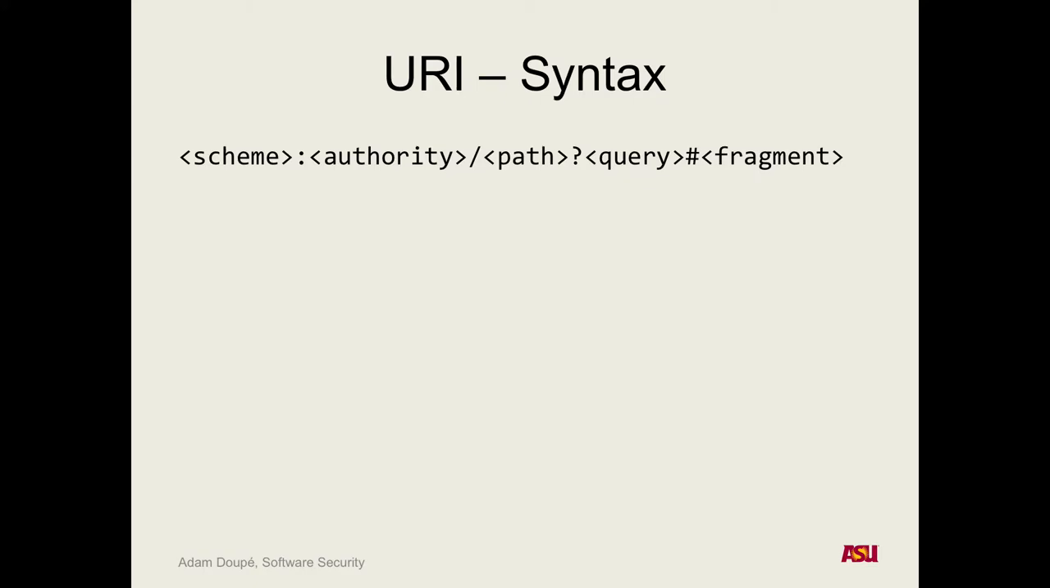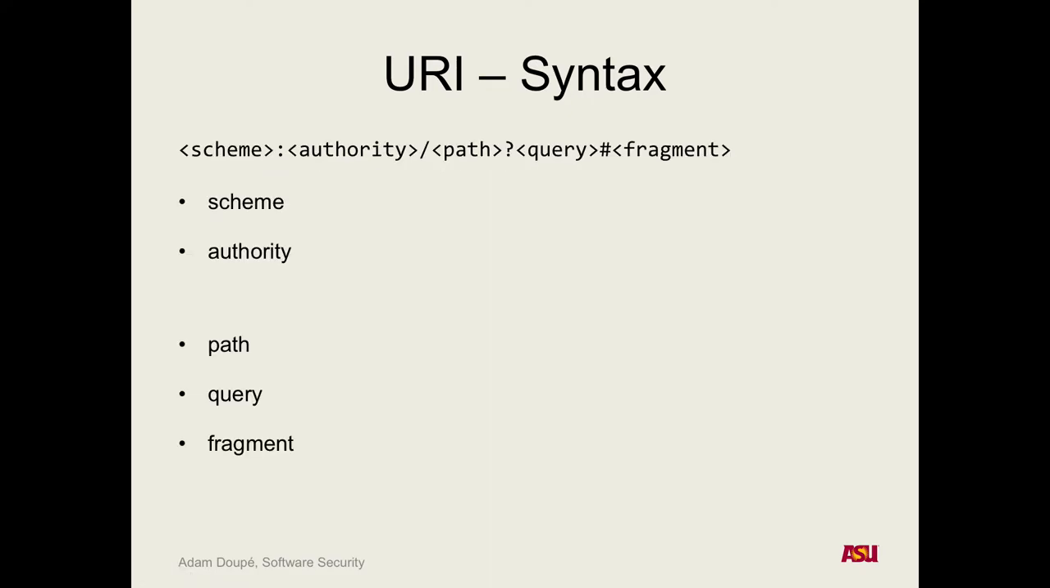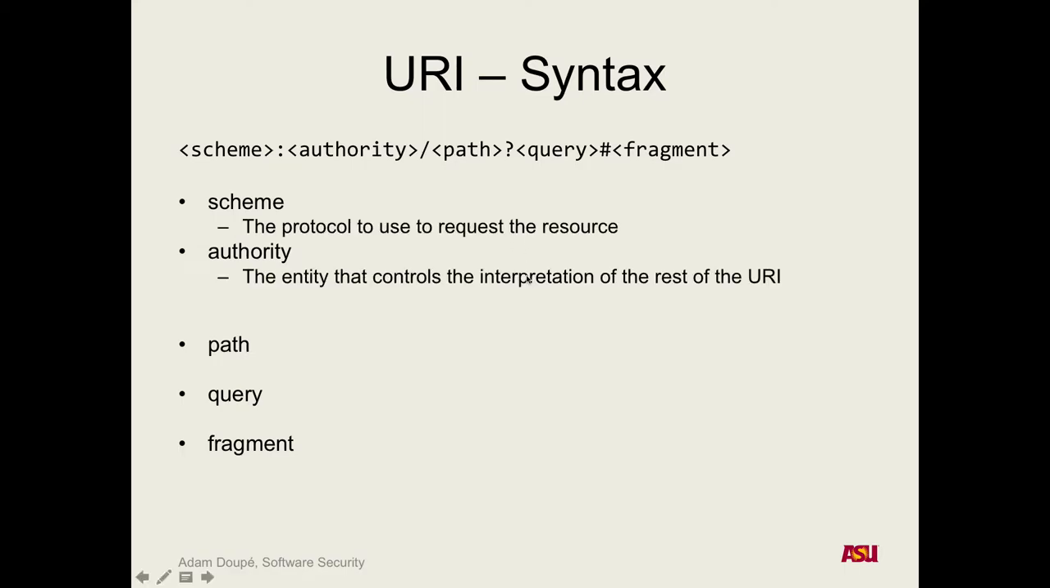And in between those two is a colon. Then there's a slash, and then there's some path part of a URI. Then we can have a question mark with some query part, and after that, a hash with a fragment part. So breaking all these down: the scheme is the protocol, like we said. The authority is the entity.